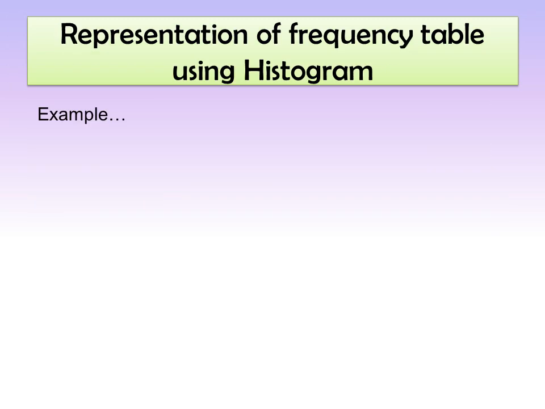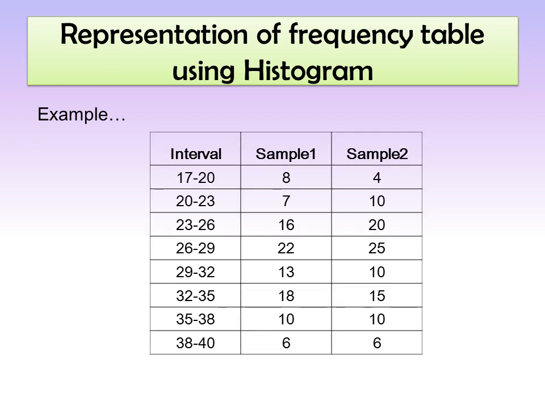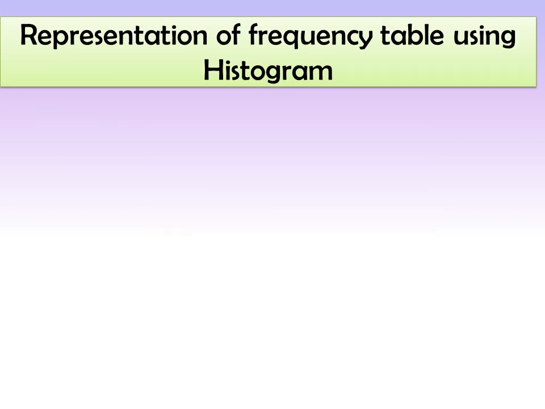Now we'll see the representation of a frequency table using a histogram. Here is the example. The first column carries the interval, which is continuous data, the second column is sample 1 data, and the third column is sample 2 data. So these are the frequencies. Here we have taken frequencies for sample 1 and sample 2. Now, how can we represent this frequency distribution using a histogram?